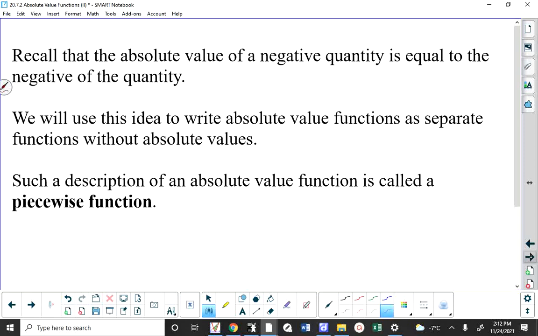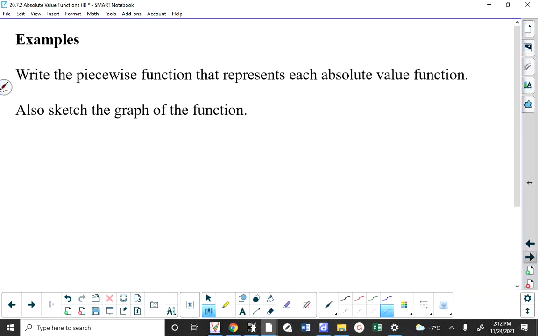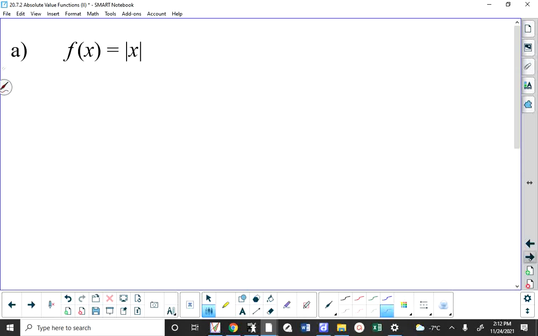So if we can write an absolute value function without absolute value signs, the only way to accomplish it, everybody, is to write part of the function with one equation and part with the other. Let me explain. We're going to start off with something very basic. Write the piecewise function that represents the absolute value function. So how can I write this function so I don't have an absolute value sign? Okay, so follow this along carefully. This is tricky.